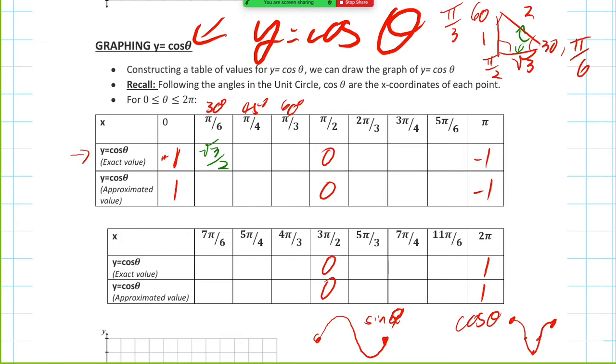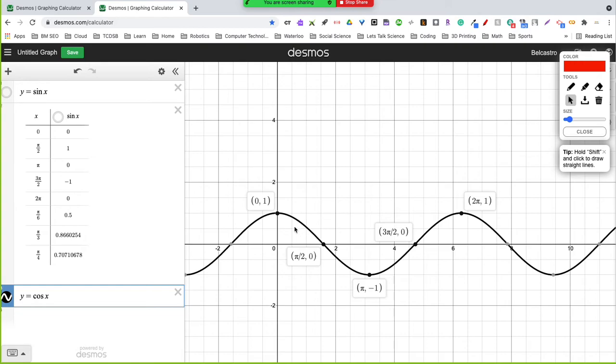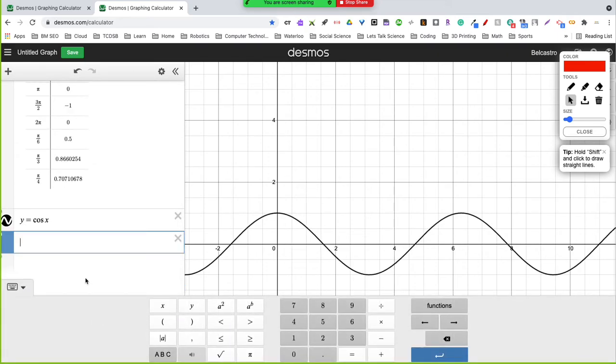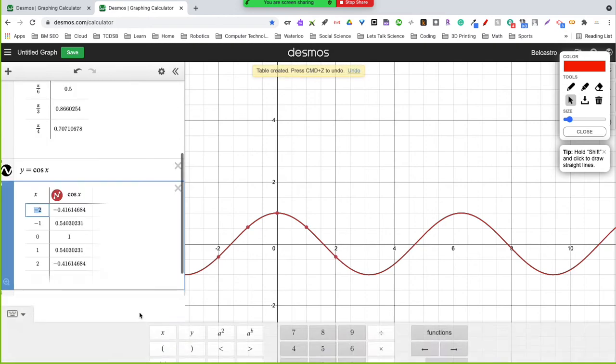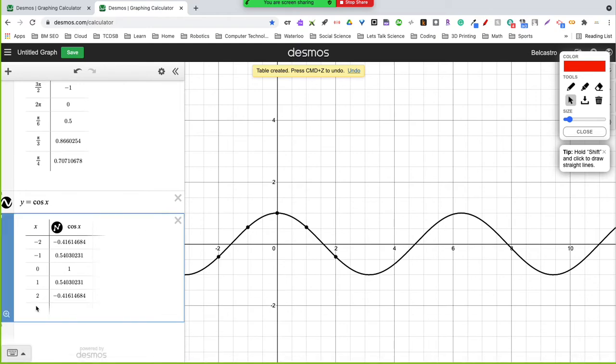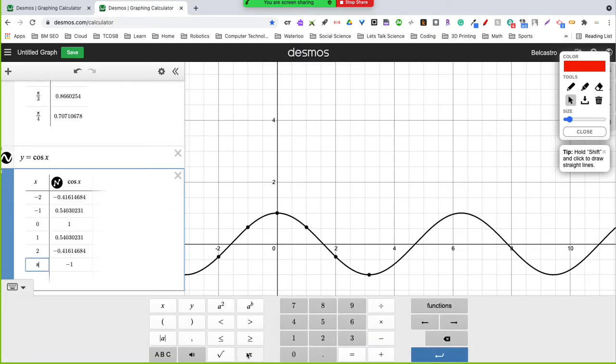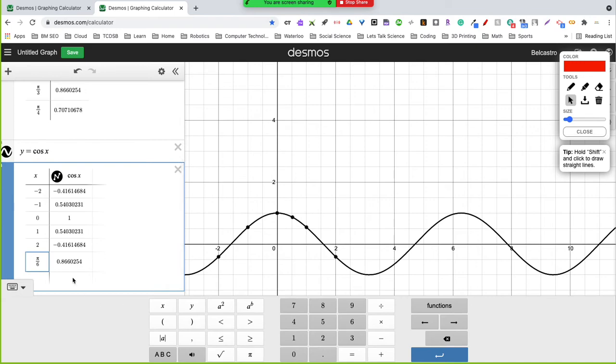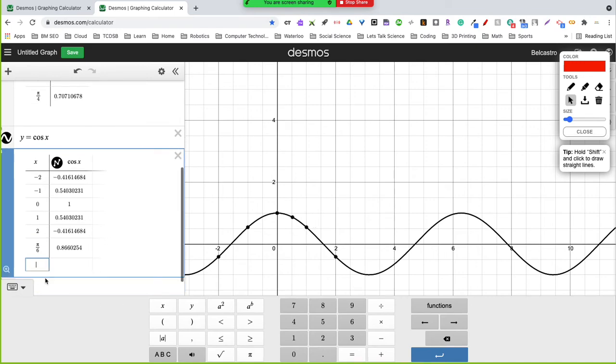An approximate value, you could jump back to the graph here, and you could say your approximate value for your 30 degrees or pi over 6. Let's see if we can quickly do it here. We'll give an approximation. y equals cos x, but this time I'll turn it into a table, and we'll change it to black so that it matches what we had before. If we type in pi over 6, okay, we get that same value we did for cos.